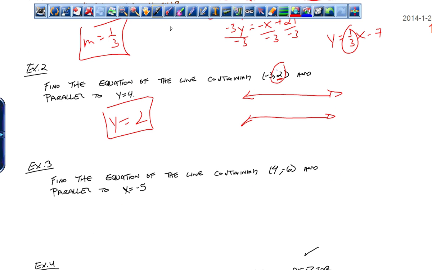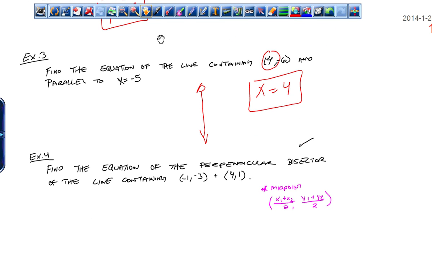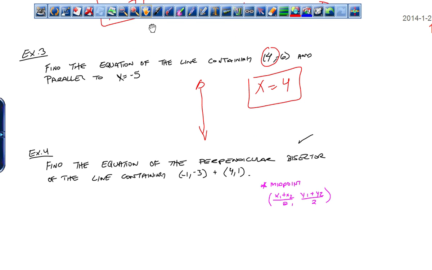Similarly, number 3, it's the same idea. x equals -5 is a vertical line like this. So the line containing that point would have to be x equals 4. There are a couple problems like that on your homework, so don't overthink those. Those are pretty easy. This number 4 is kind of challenging.